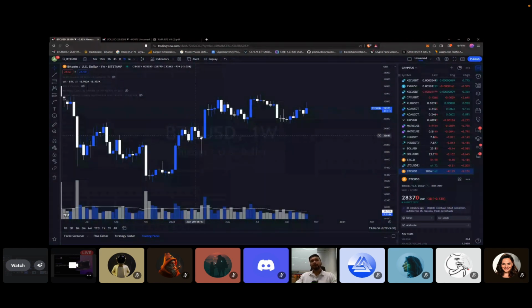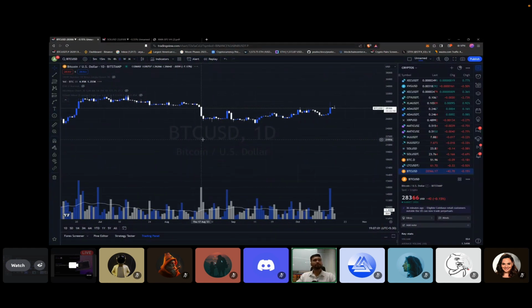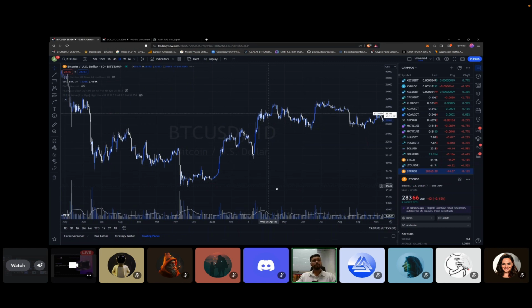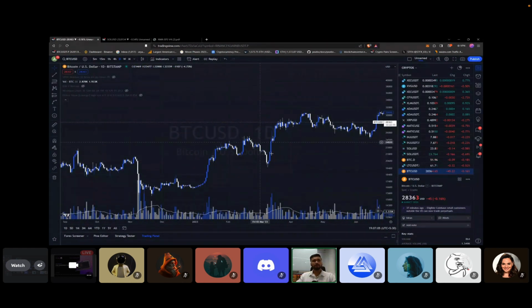And finally, when I get a breakout of this pattern as well, let me move on to a lower time frame. All right, this is where we were on the weekly chart. So after this up move, the market starts to consolidate and gives this range to me.